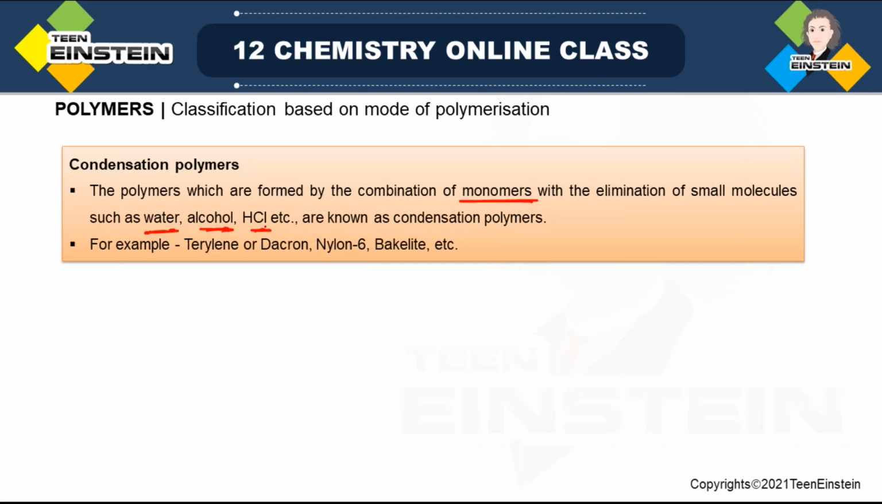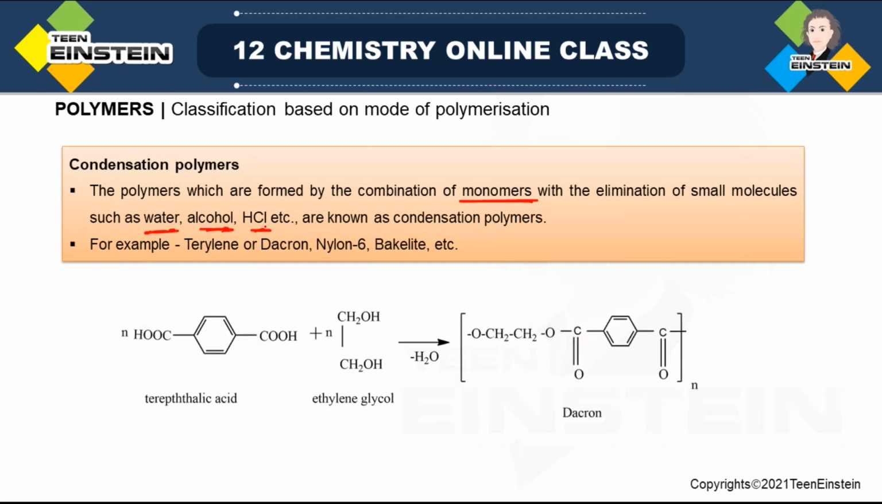Because of this method by which it is formed, we are calling these polymers condensation polymers. Examples: terylene or dacron. Both the names are actually for the same structure, but two names. Sometimes terylene you can get in a question, sometimes dacron will be mentioned. So that is why you should know both the terms. Nylon 6, bakelite. One example you will see here. Dacron: how we can make dacron or terylene.